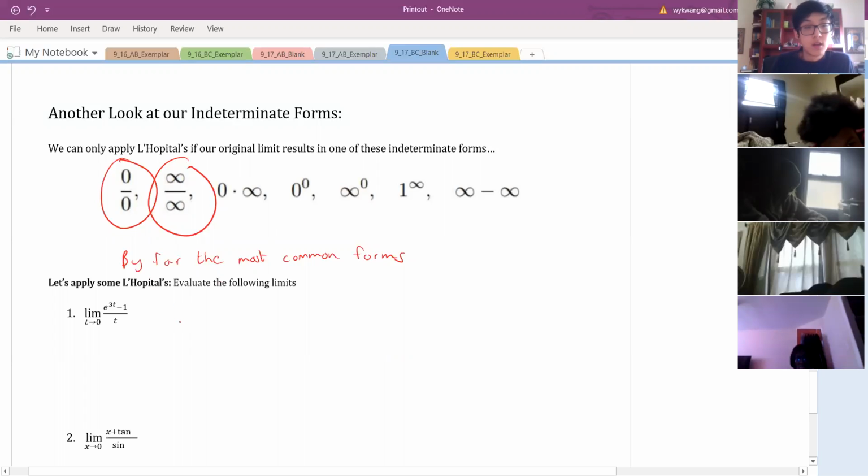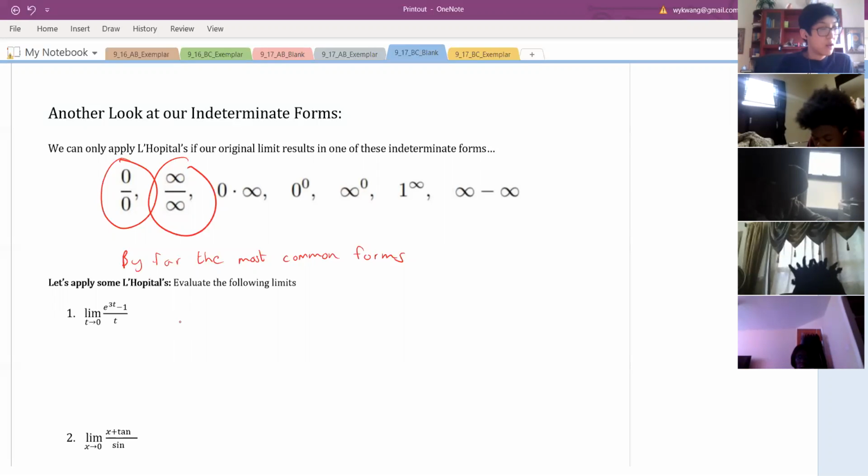I got 0 over 0 because I just plugged in 0 for t, and 3 times 0 is 0, and anything raised to the 0 power is 1. So that's 1 minus 1 for the numerator, which is 0. And then it says right there, t equals 0. So that's going to be 0 over 0. Yep, exactly right. Thank you for that.